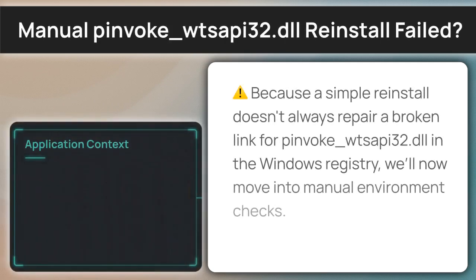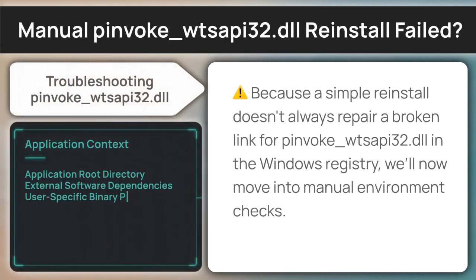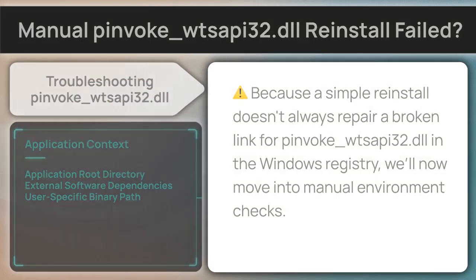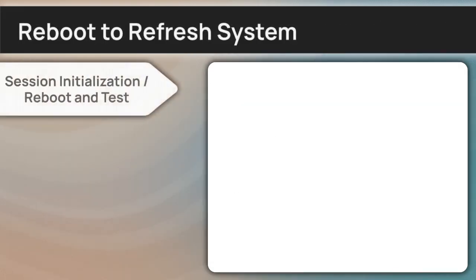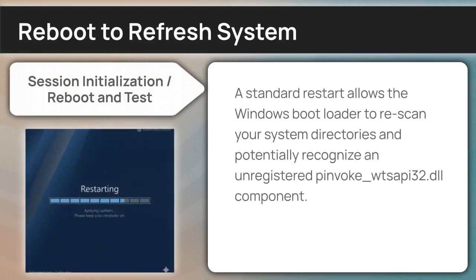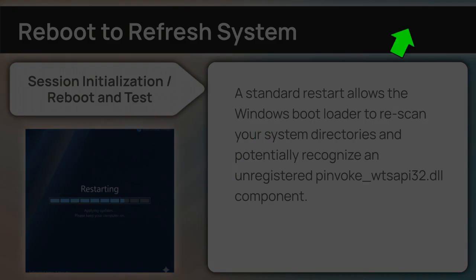In the event the error remains visible, it indicates we need to verify the environment's ability to register new shared resources. A system reboot is a reliable way to clear away zombie processes that might be interfering with P/Invoke Terminal Services API 32. It's a low-impact step that ensures your operating system is starting with a synchronized environment.